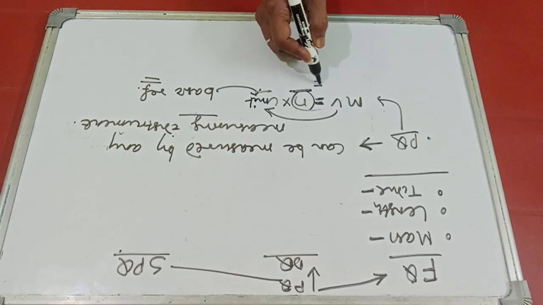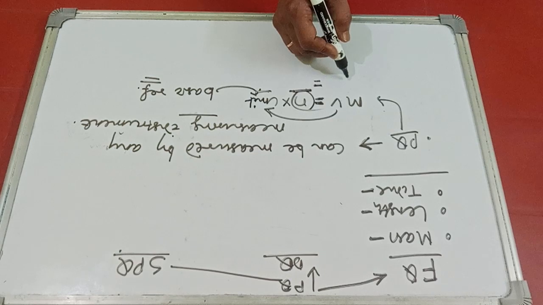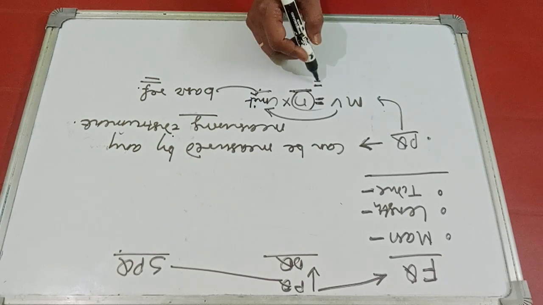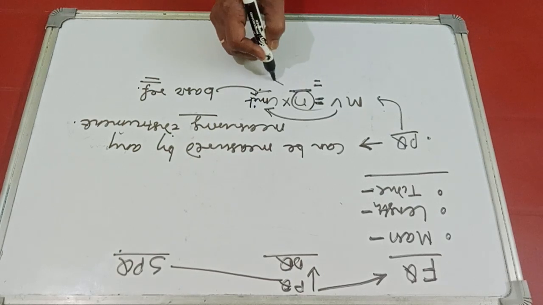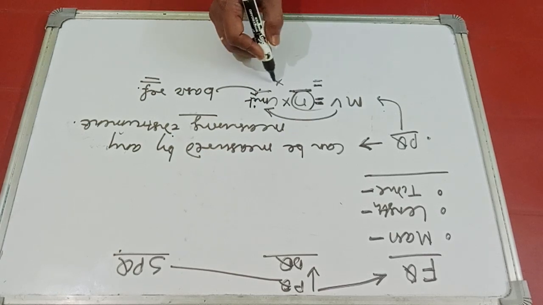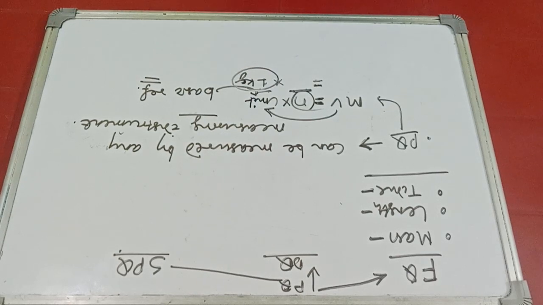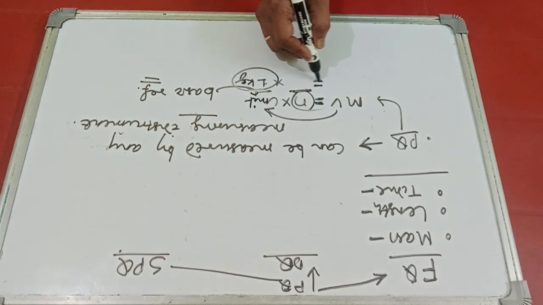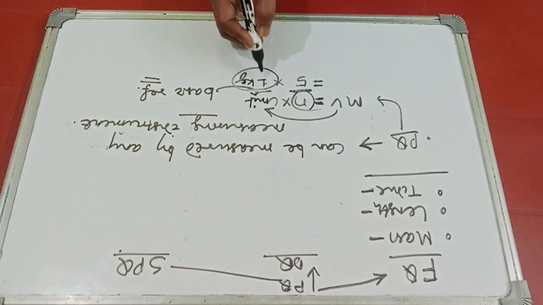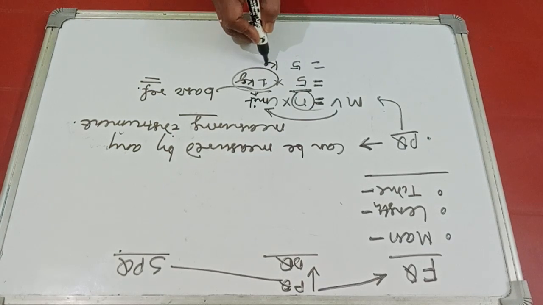For example, while measuring mass, we will compare with one kg, and if its value is 5 kg, it will be 5 into 1 kg, or it will become 5 kg.